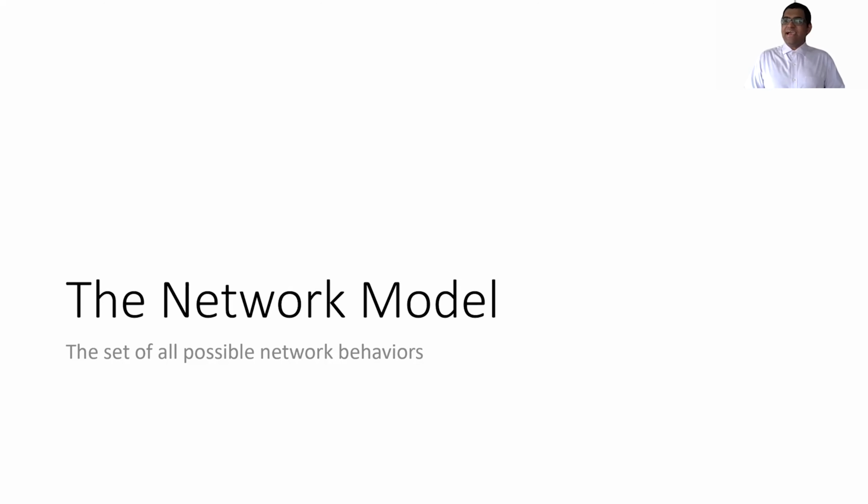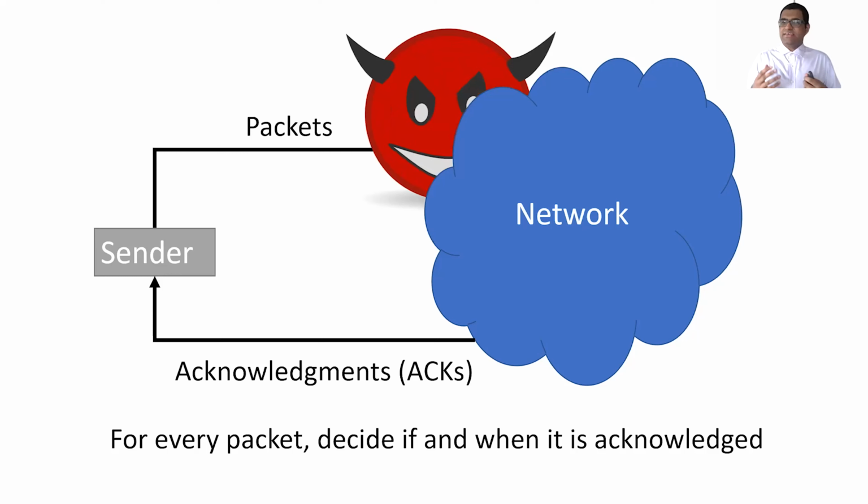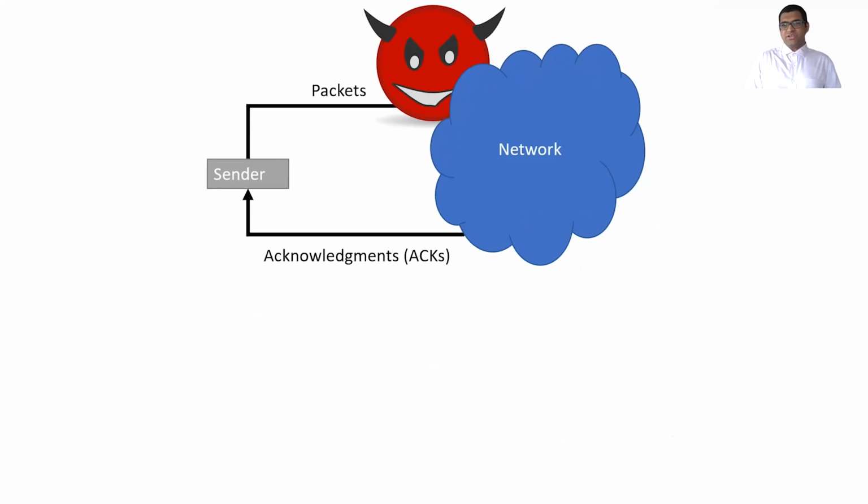We said that CCAC is a tool that searches through an exponentially large set of network behaviors. This set is specified by the network model. A network model essentially decides for each packet if and when it is going to be acknowledged. In our case, this is decided by an adversary. Now, this adversary requires two properties.